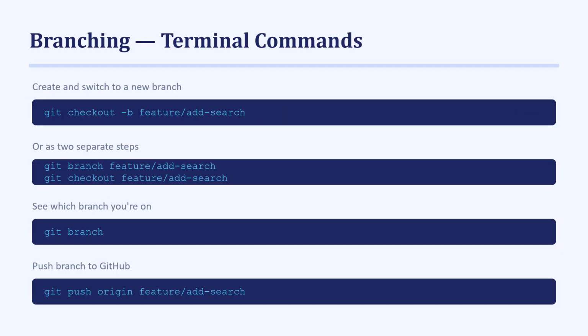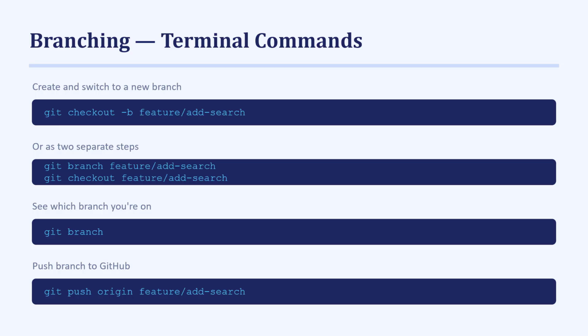Here are some of the common terminal commands that you will most likely use. So to create and switch to a new branch, we can use git checkout -b, for branch, and then what do we want to call it? Or you can break this out into two separate steps.